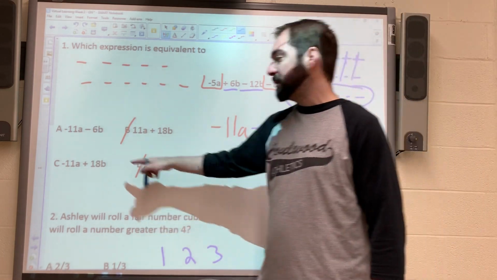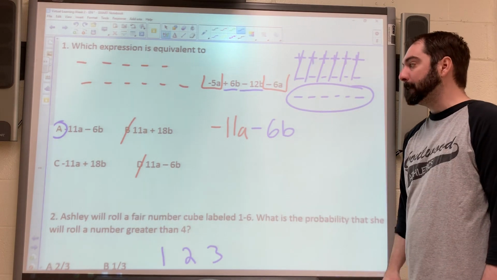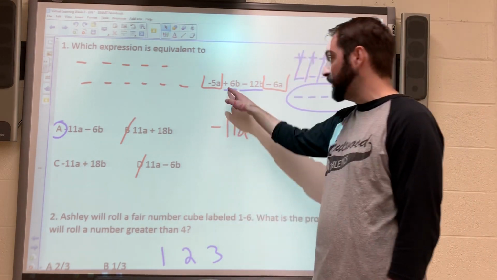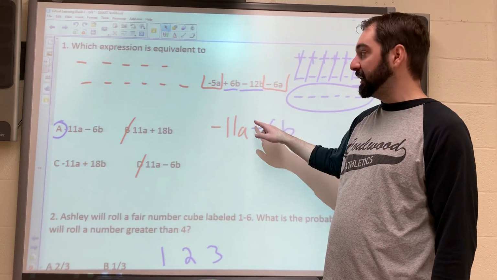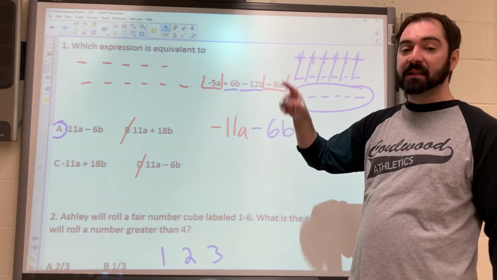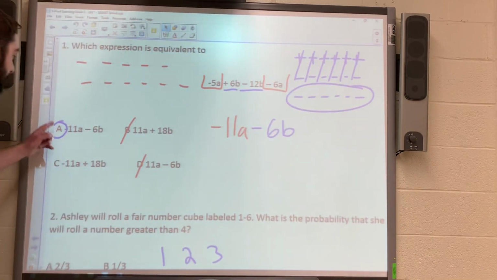Again, I look at which answer choice. Answer choice A has the equivalent of what I wrote, negative 11a minus 6b. Again, different signs, subtract. 12 minus 6 is 6. More negatives, so I kept the negative. Same signs, add and keep. 5 and 6 makes 11. I keep the negative.